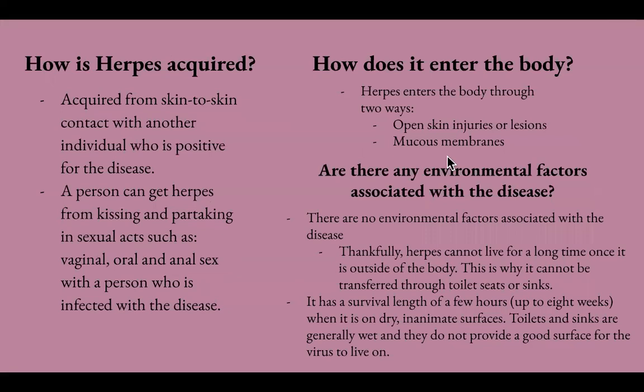Herpes is acquired from skin-to-skin contact with another individual who is positive for the disease. A person can get herpes from kissing and partaking in sexual acts, such as vaginal, oral, and anal sex with a person who is again infected with the disease. Herpes enters the body through 2 ways: open skin injuries or lesions, and mucous membranes. There are no environmental factors associated with the disease because thankfully it cannot live for a long time once it is outside of the body.